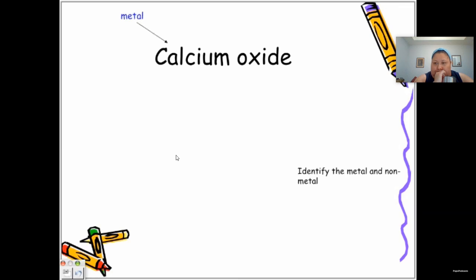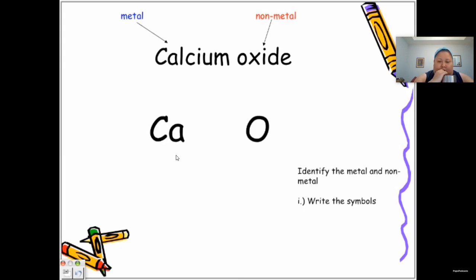So calcium is the metal, oxide is the non-metal. Next step, we're going to write the symbols, Ca and O. Step number 2, write the charges. So you refer to your periodic table. Ca is a positive 2 charge. O has a negative 2 charge.